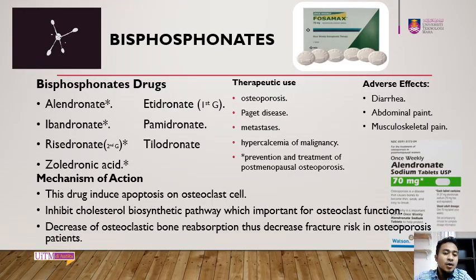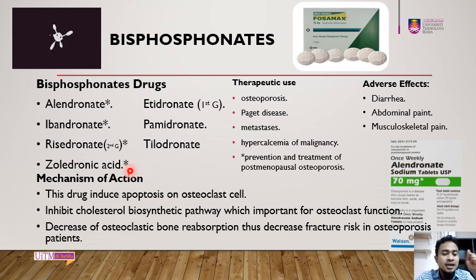There are several types of drugs that fall under biphosphonates. Some of these are alendronate, ibandronate, risedronate, zoledronic acid, etidronate, pamidronate, and tiludronate. One way to help you remember is that most of them have dronate in the name. The rest you may need to remember by alphabets. Next, the mechanism of action, how it works.